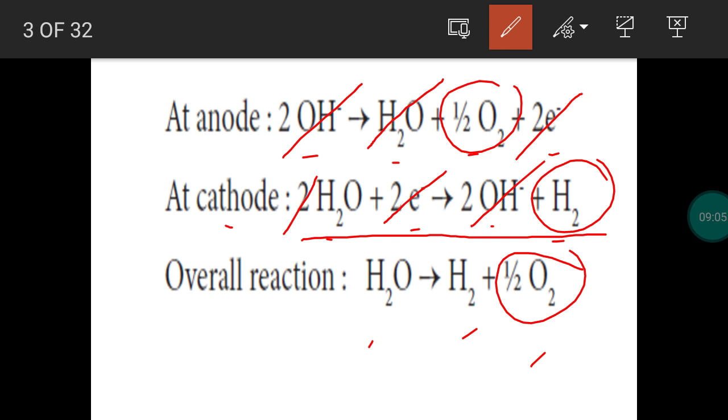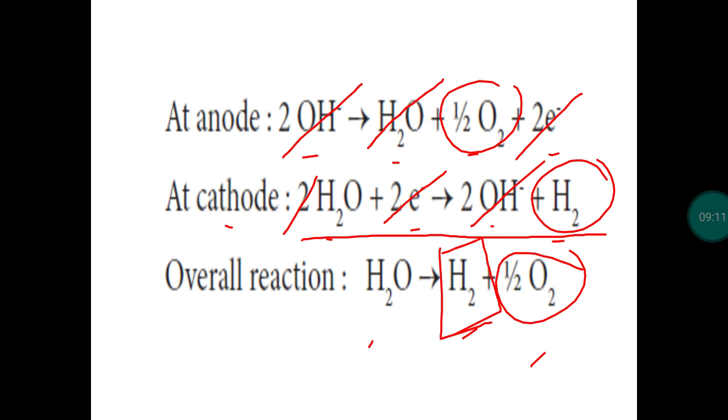So during the electrolysis of water, we get hydrogen gas. Above 99.9% pure hydrogen can be prepared by this electrolysis process.